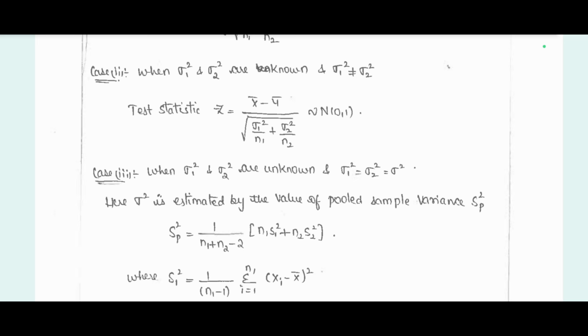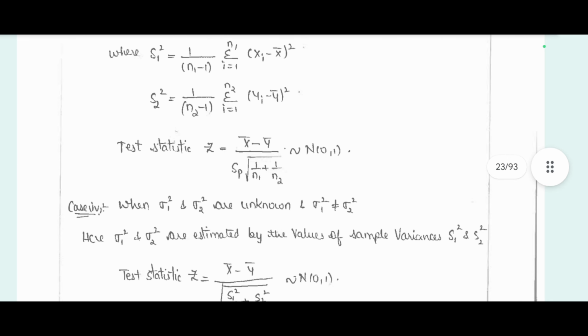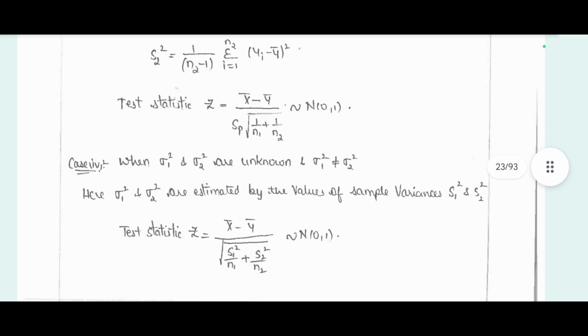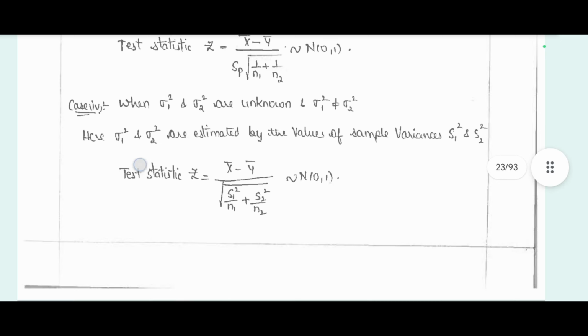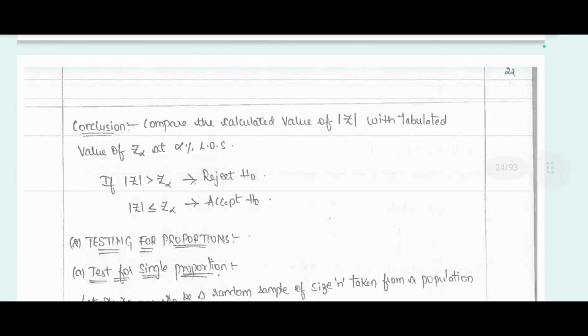Case 3, sigma 1 square and sigma 2 square are unknown, then it can be calculated by using the formula n1 s1 square plus n2 s2 square divided by n1 plus n2 minus 2. What is s1 square, what is s2 square? Sample variances. Like that you have to substitute the value. Case 4, sigma square, sigma 1 square and sigma 2 square are unknown and not equal, then they are replaced by s1 square and s2 square. There are 4 cases in this calculation. Okay, the conclusion plays a very important role.